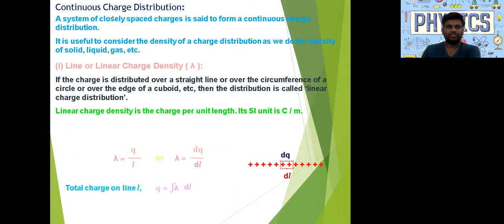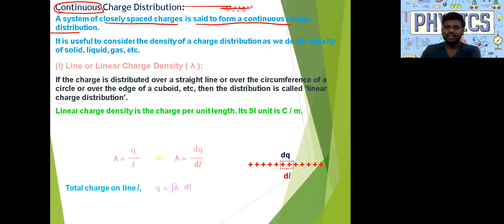Next, charge distribution. In charge distribution, we are taking continuous charge distribution. If you take any rod, the charge is distributed continuously without discreteness. What does continuous charge distribution mean? A system of closely spaced charges is said to form a continuous charge distribution.